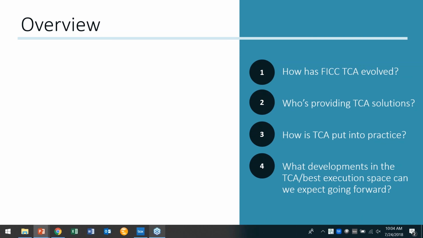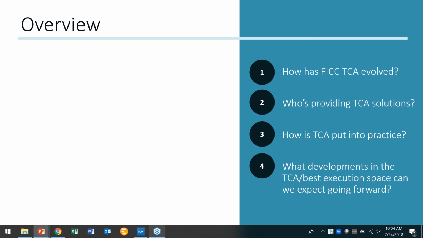So the first section focuses on how the FIC asset classes, so FIC being fixed income, currency, and commodities, the non-equity asset classes, have evolved in terms of granular usable TCA data. Where do we stand today? The next section speaks to which types of firms are offering best execution and TCA solutions to their clients. Lately, it feels like it's everybody, but we'll talk about that in more detail.